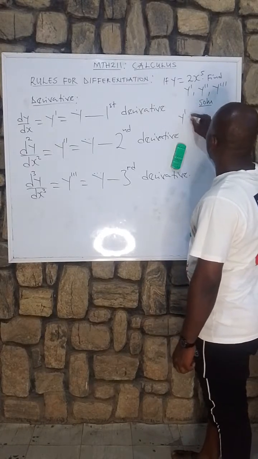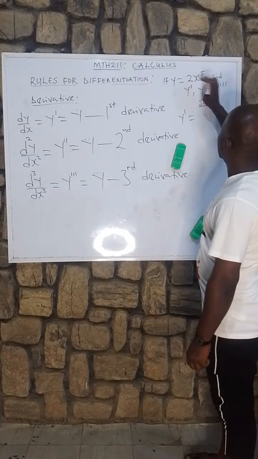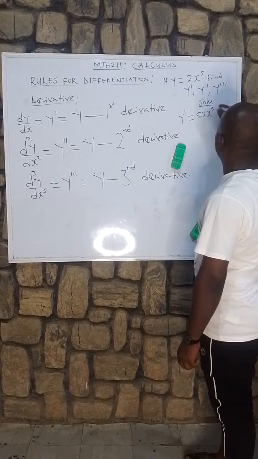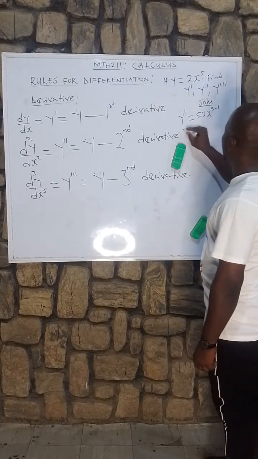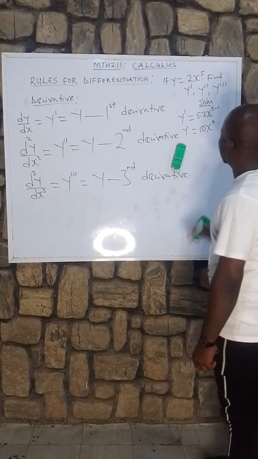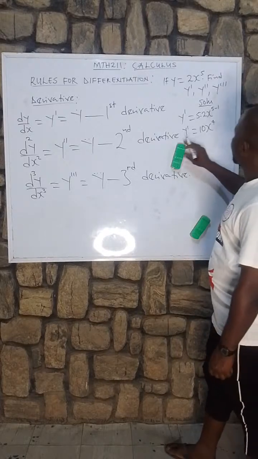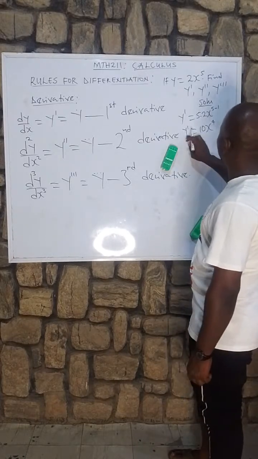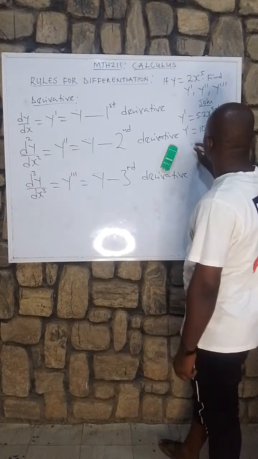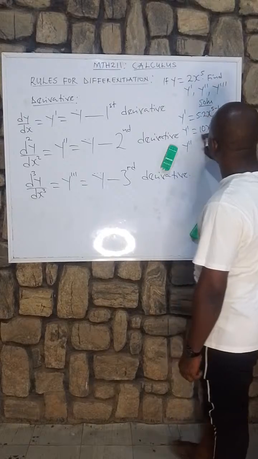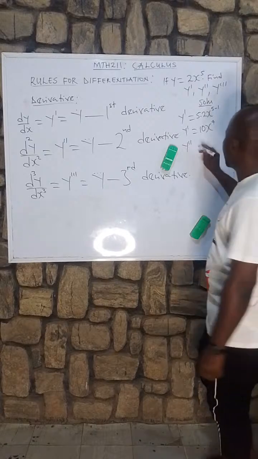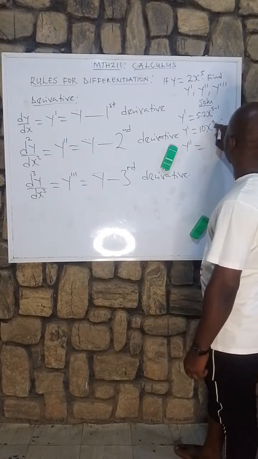Our y prime will now be equal to, use this to multiply, that is 5 times 2x raised to the power of 5 minus 1, which is y prime equals 10x raised to the power of 4. Then you differentiate your y prime to obtain y prime prime. Is that clear? So y prime prime, you are going to differentiate the answer of y prime to obtain y prime prime. It means what we have here, 10x raised to the power 4.